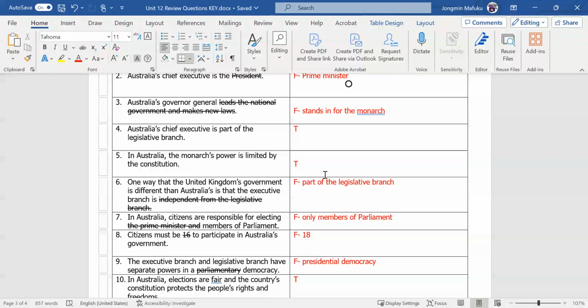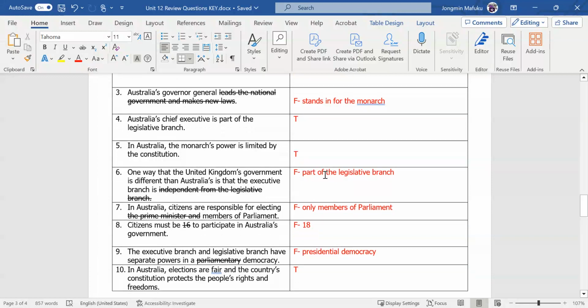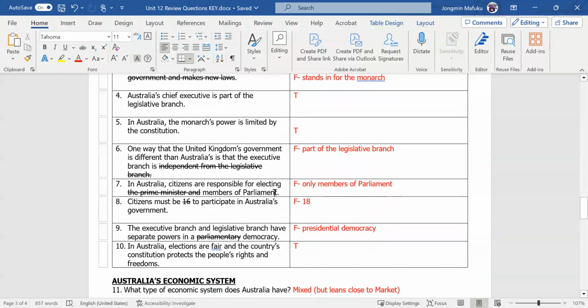It's a mascot. Six, one way that the United Kingdom government is different than Australia is that the executive branch is independent from the legislative branch. It's false. They're both parliamentary democracies, meaning they have the same exact government system. Seven, in Australia, citizens are responsible for electing the prime minister and members of parliament. The answer is false. Parliamentary democracy, I told you guys, you vote for the name of the government. In parliamentary democracy, you vote for the parliament. So citizens are only voting for members of parliament.